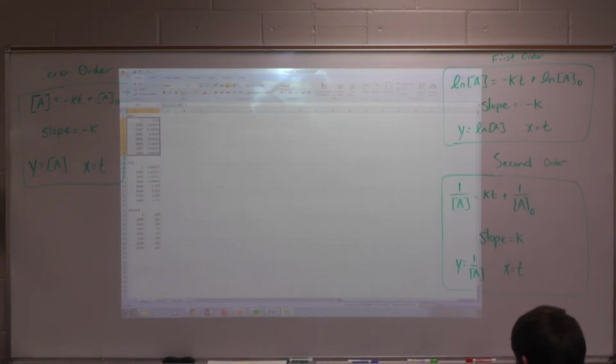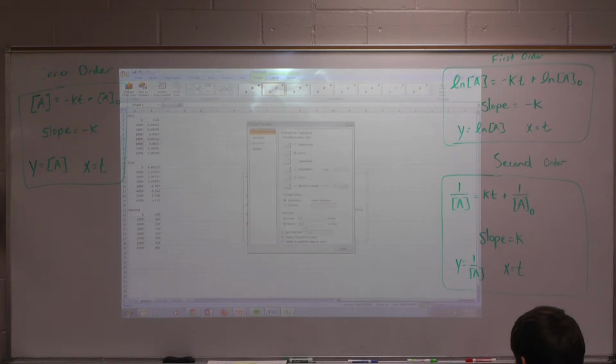Okay, so start with zero order. Insert scatter plot. I probably don't need to do this, but I do want you guys to still add a trend line and an equation.